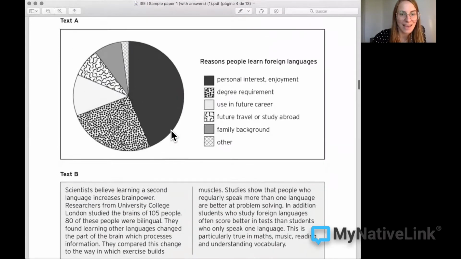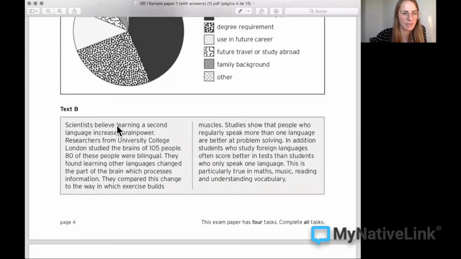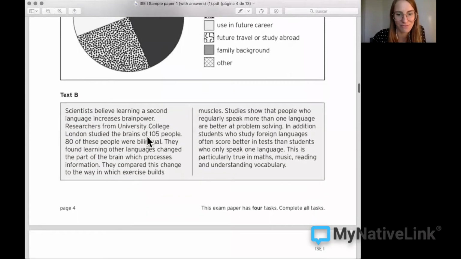Text B is that all the 4 texts, text A, B, C and D, all the 4 texts are going to be about the same information. So text B is also going to be about the reasons to learn foreign languages, or about learning foreign languages. In this case, we see another text: scientists believe learning a second language increases brain power. So in this one, it's talking about the advantages, and it looks like a scientific study. So it's probably an essay, or it's probably an article. It doesn't really matter, but it's a more formal register, and it's going to give facts.